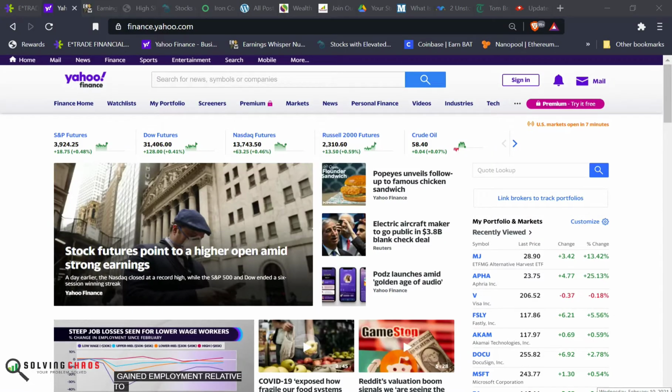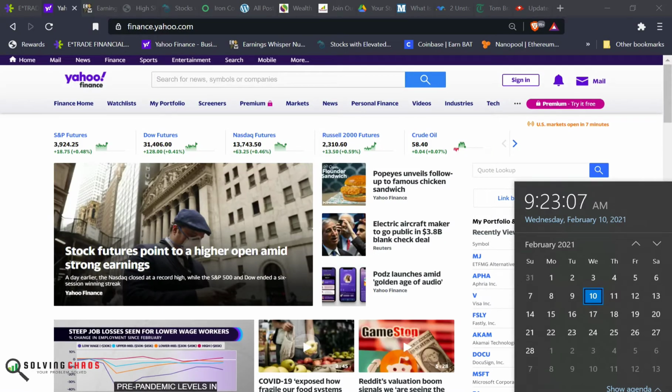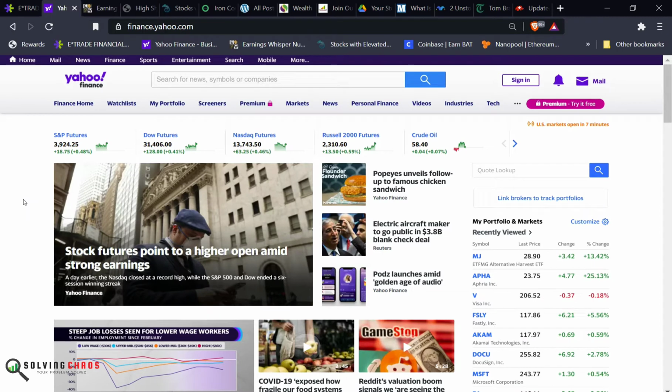Here's a new trading day. Today is Wednesday, February 10, 2021. Markets look really strong this morning. You can see the futures pointing green, and I don't even want to talk about Bitcoin today, but I want to talk about cannabis companies. Let's take a quick look at what's happening pre-market.